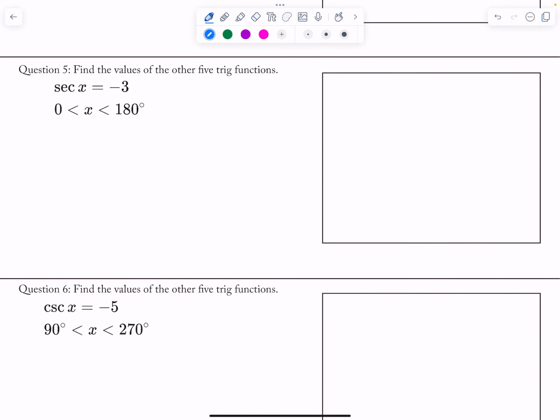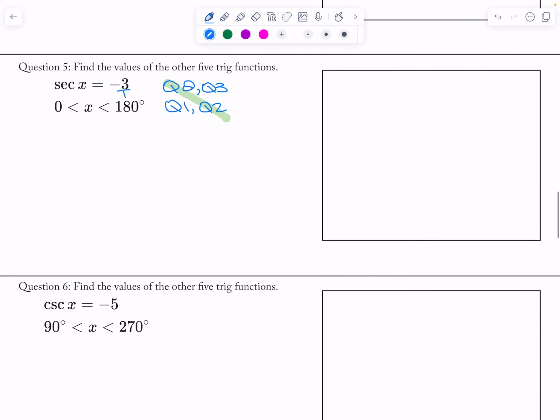Again, other trig functions. So this is over 1. My secant is negative and either in quadrant 2 or quadrant 3. Because I'm between 0 and 180 degrees, I'm either in quadrant 1 or quadrant 2. So now I'm in quadrant 2 overall.